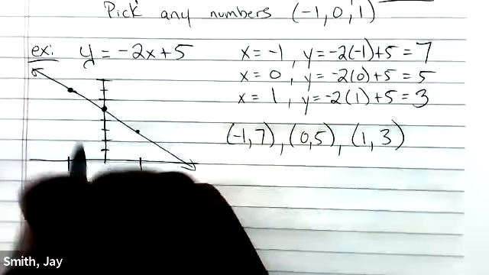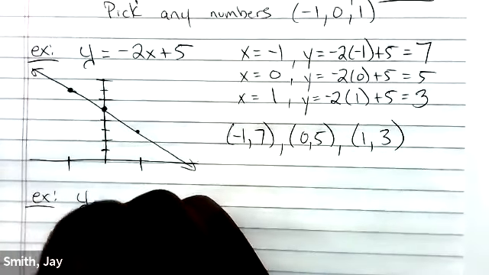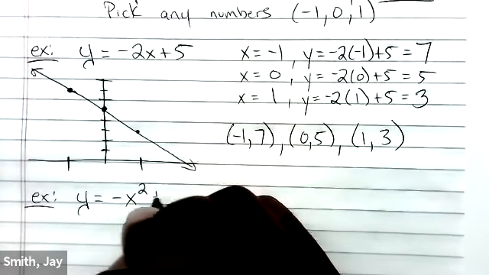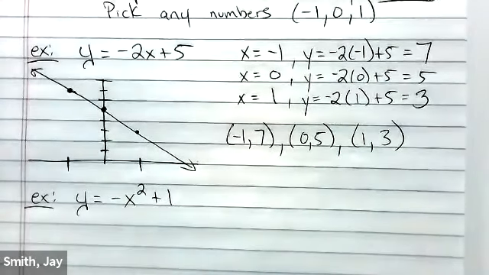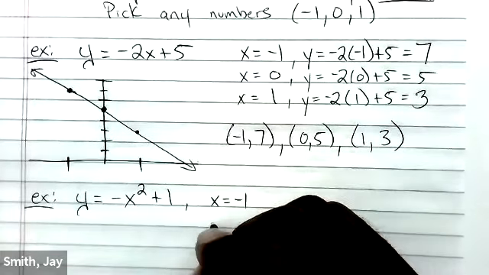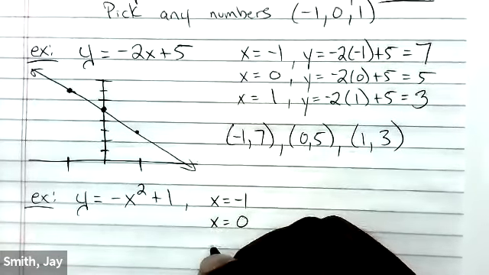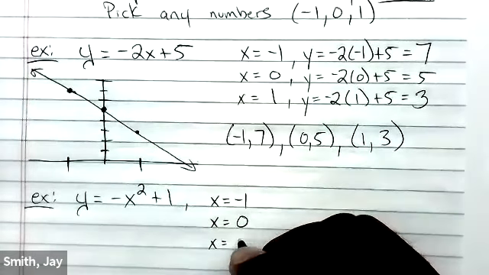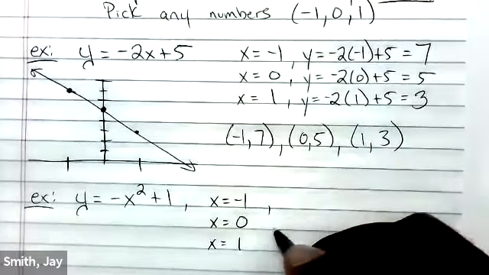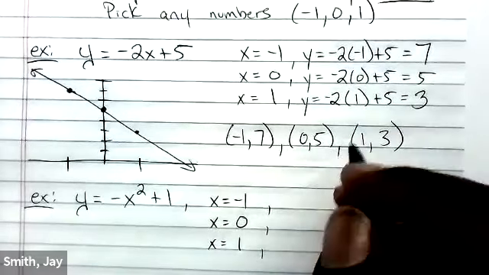More of the same. This time we're given the quadratic, the equation y is equal to -x squared plus 1. I'm going to pick some x values. Remember the ones I typically lean on: -1, 0, and 1. Run them through our equation to see the associated y values with the particular x's that we've chosen.